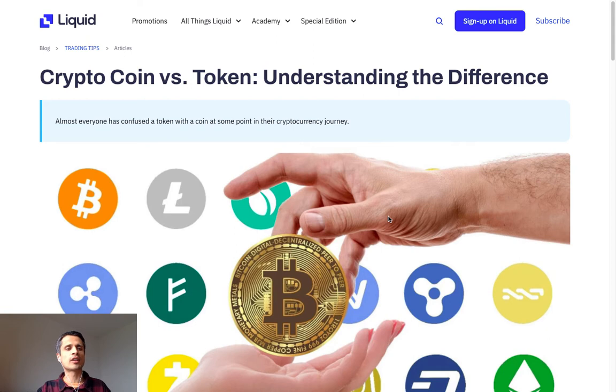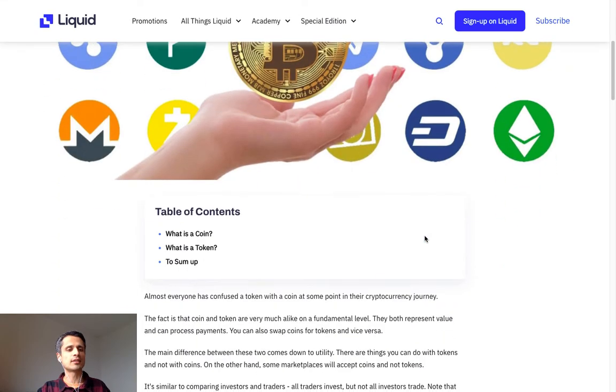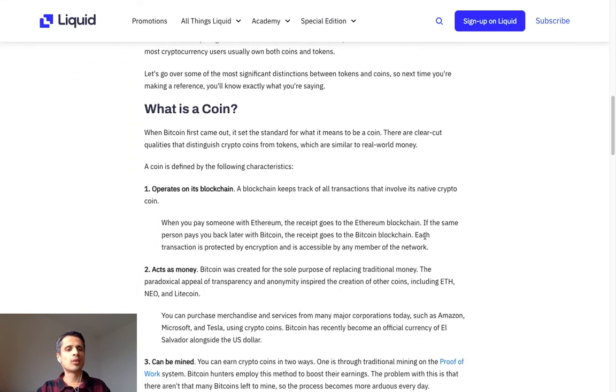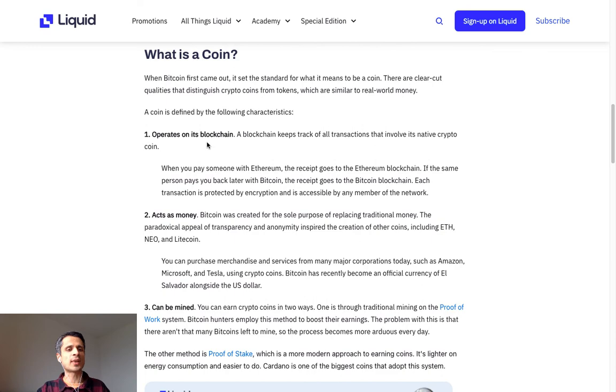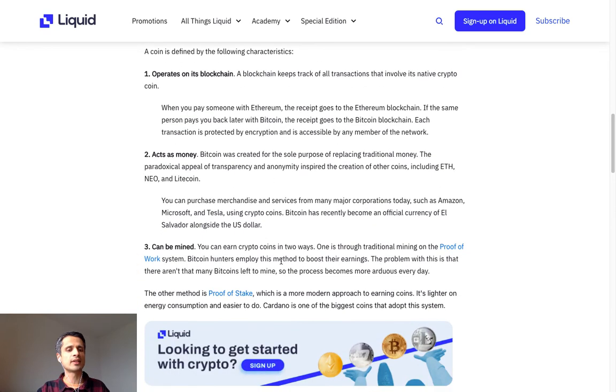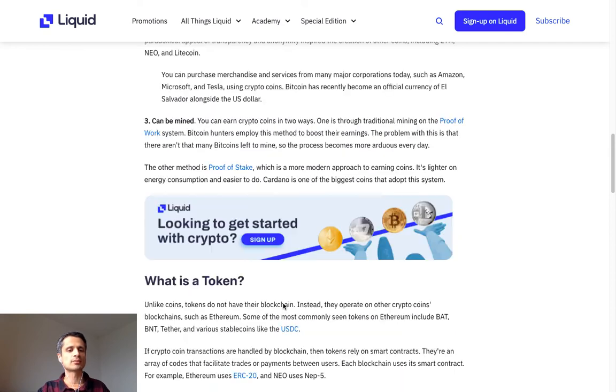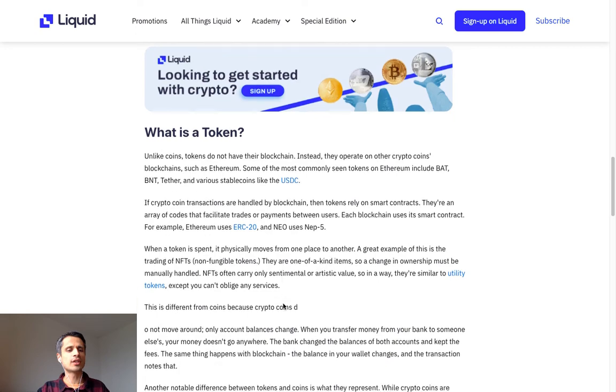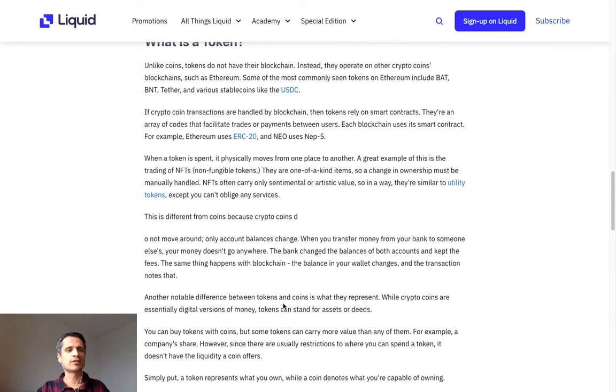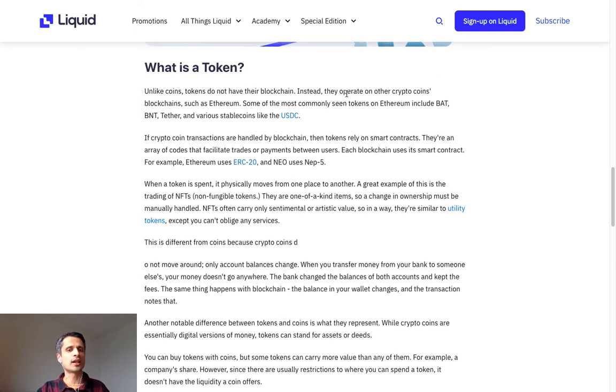Here in this blog article from Liquid, the difference between crypto coins and tokens is very clear. We can see that a coin operates on its own blockchain, it acts as money, and it can be mined through a proof of work system or also using the proof of stake system. Now tokens are different because they don't have their own blockchain. They operate on other crypto coins' blockchains such as Ethereum.